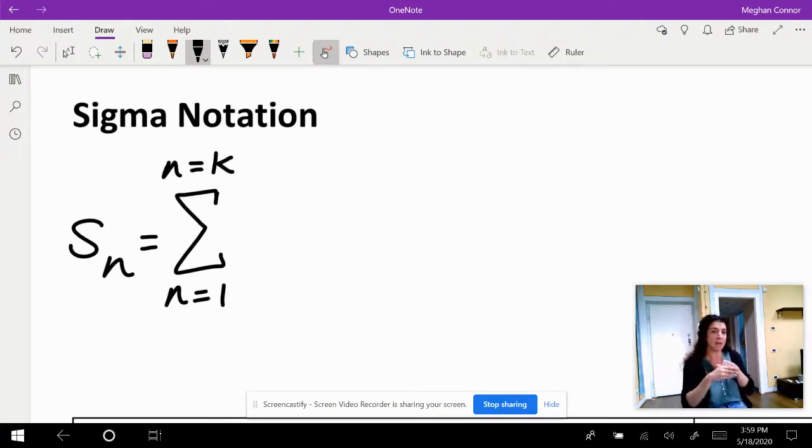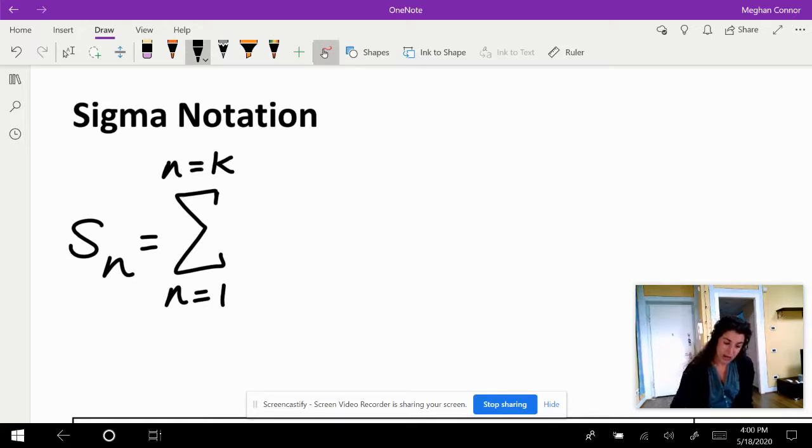So if we're talking about the sum of the first 30 terms, you're going from 1 to 30 when you're looking at that sigma notation and the numbers on the bottom and then on the top. So it means that we're starting at that number at the bottom and ending at that number up top. If we were finding the sum of all of the terms between the third term and the fifth term, it would be 3 on the bottom and then 5 on top. So that's what those numbers mean.